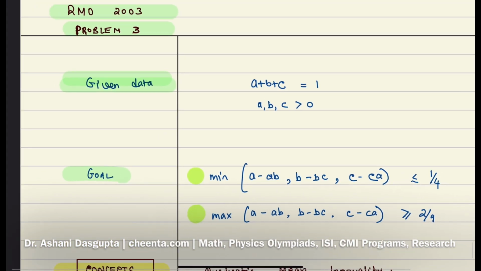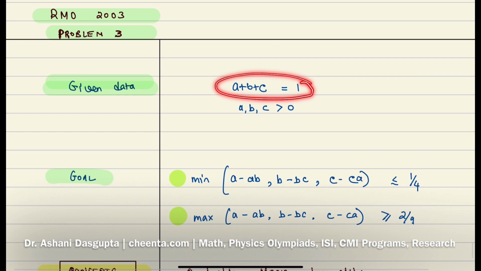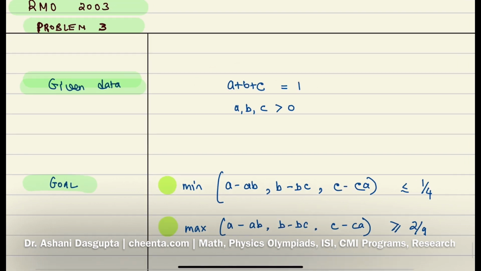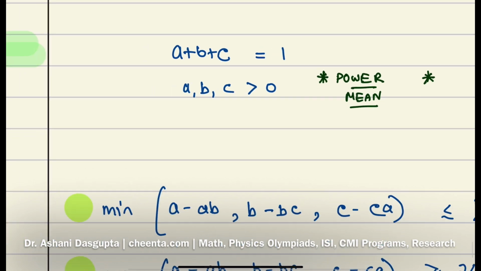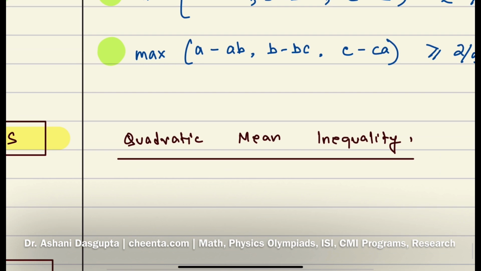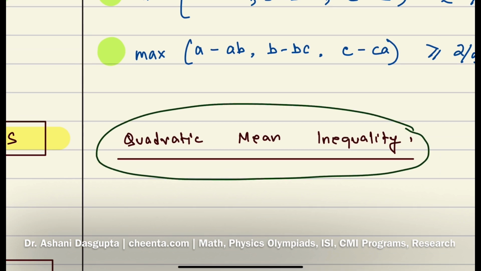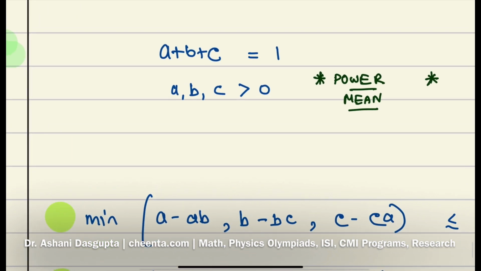So what is the problem? It's given that a plus b plus c is equal to 1. There are 3 real numbers and all of them are positive quantities. Whenever you are dealing with positive quantities, you immediately tell yourself that the power mean inequality, that is the AM-GM inequality, can be used in this particular problem. In fact, we will use it. Quadratic mean inequality is just a sub-corollary of the power mean inequality.